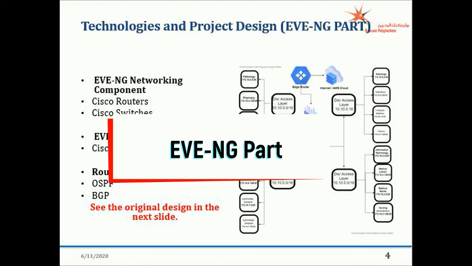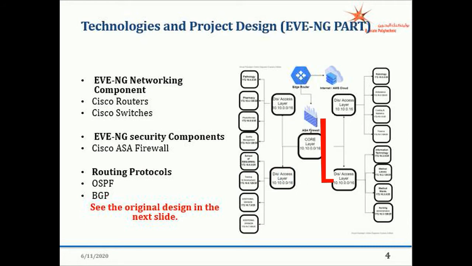This is the AVNG part. For the networking components, I will be using Cisco routers and Cisco switches. For the security components, I will be using a Cisco firewall. As you can see on the right, we have the design for the AVNG part.